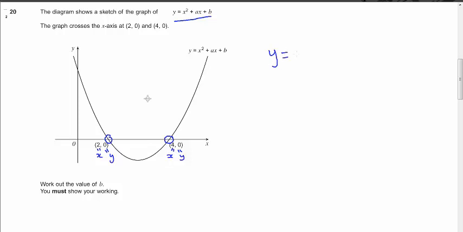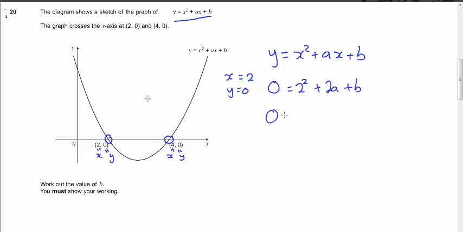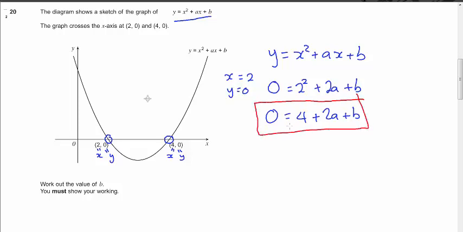You've got y equals x squared plus ax plus b. And we know that x equals 2 and y equals 0 is your first x and y which make this balance. So if we plug that in, put 2 in for x, we get 2 squared here, plus 2a here, plus b. Can you see that ends up giving us 0 equals 4 plus 2a plus b. So just remember that. That's our first equation.